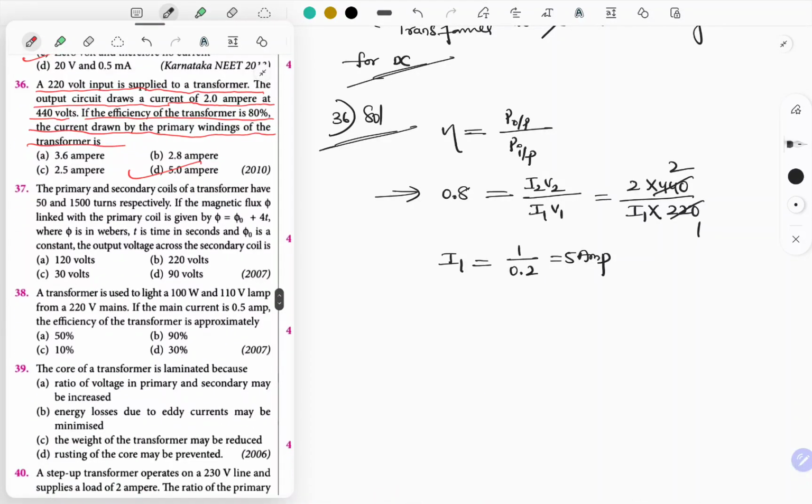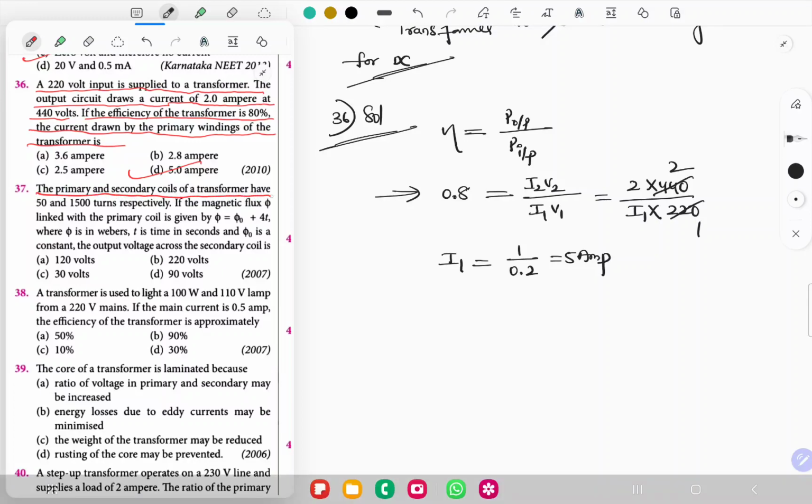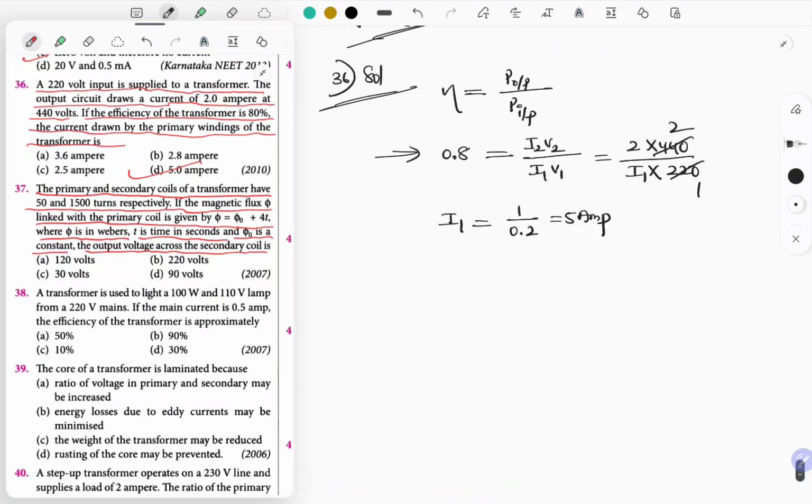Next, 37. Let's try. The primary and the secondary coils of a transformer have 50 turns and 1500 turns respectively. If the magnetic flux linked with the primary coil is given by phi is equal to phi naught plus 4t, where phi naught is in Webers, t is in seconds, and phi naught is a constant, the output voltage across the secondary coil is. So the general formula for voltage, this is a note point, is V is equal to N into d phi by dt.